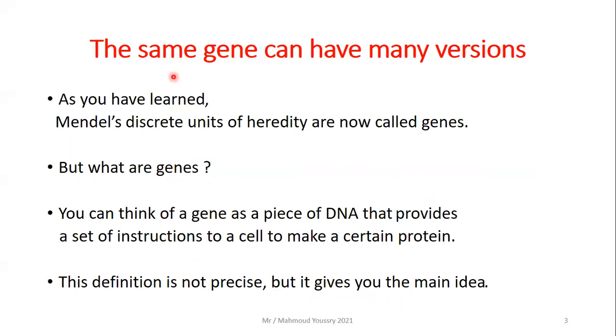Let's start. The same gene can have many versions. As you have learned before, Mendel's discrete units of heredity are now called genes. But what are genes? You can think of a gene as a piece of DNA that provides a set of instructions or information to a cell to make a certain protein. This definition is not precise to the point, but it gives you the main idea.